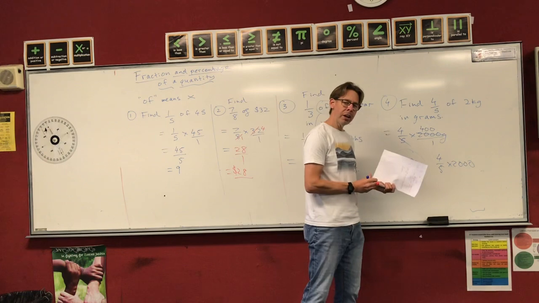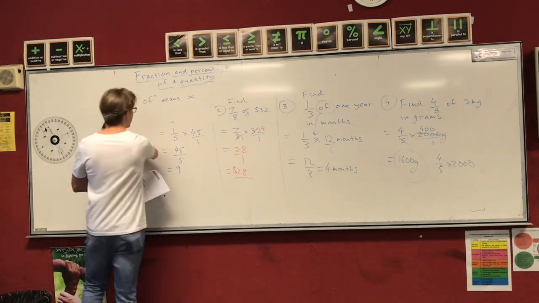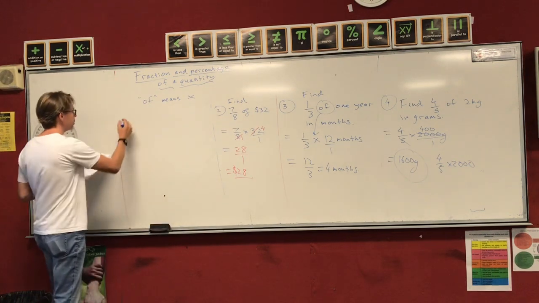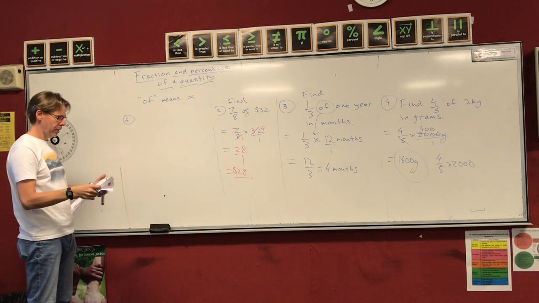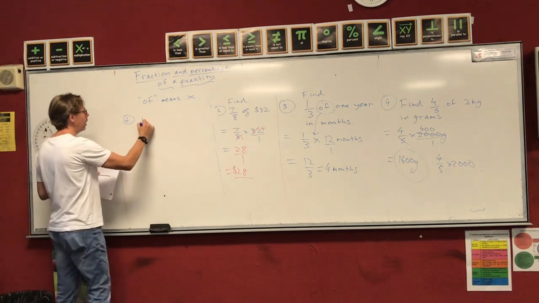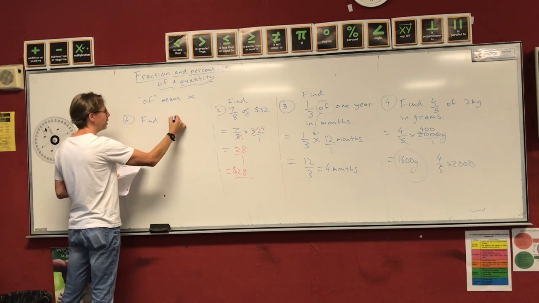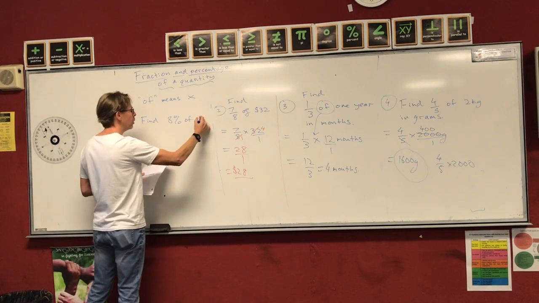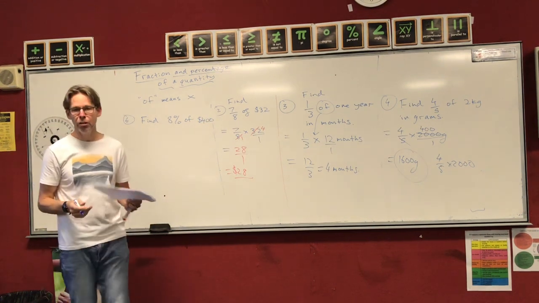Alright, now let's try some examples with percentages. This will be number 6. Okay, so find 8. Now I will use my calculator for these because that's what you'll be doing as well. 8% of $400. Okay, that's your first question.